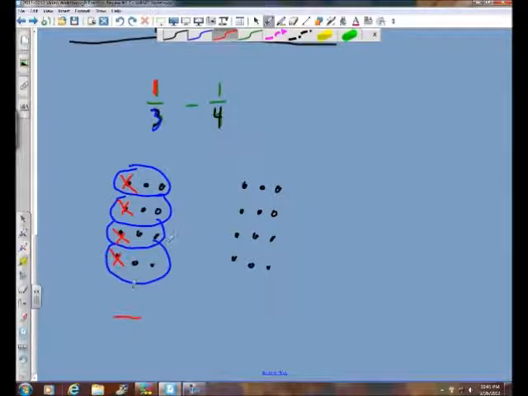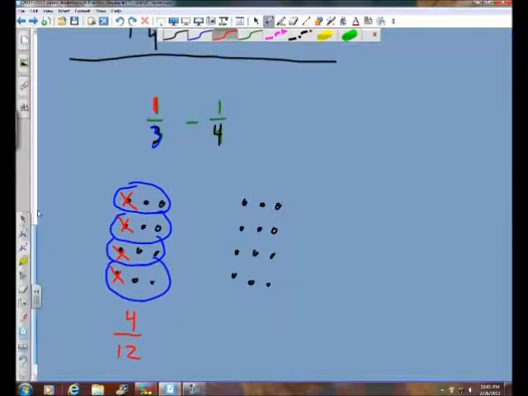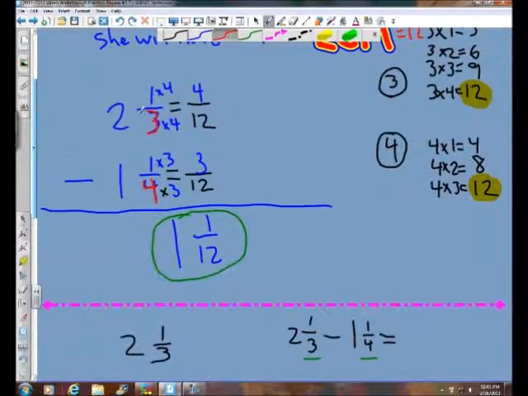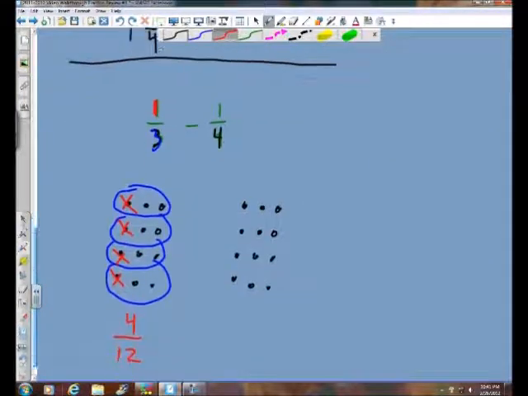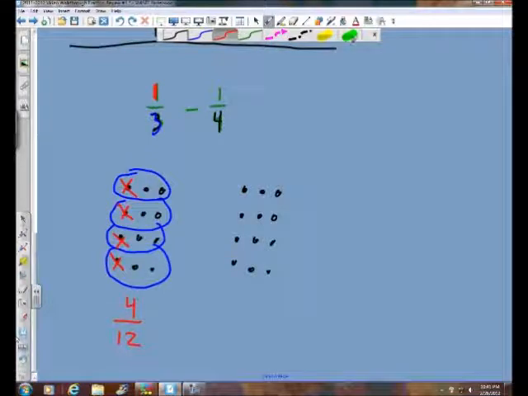How many parts make up this array? Well, 3 times 4 would be 12 dots make up that array, and we really looked at 4 out of 12. You can see the similarities from what we did up here. We changed 1/3 to 4/12. This is just showing your work with an array. And now we'll look at 1/4.